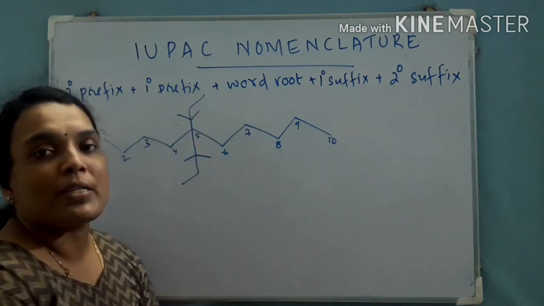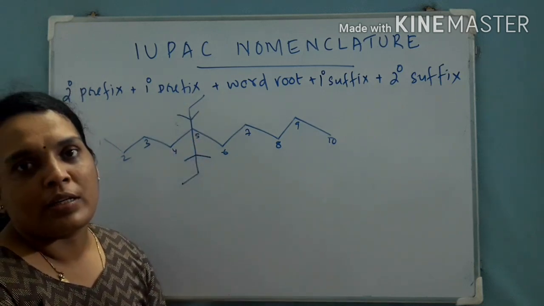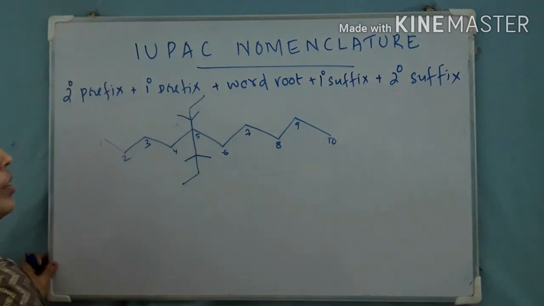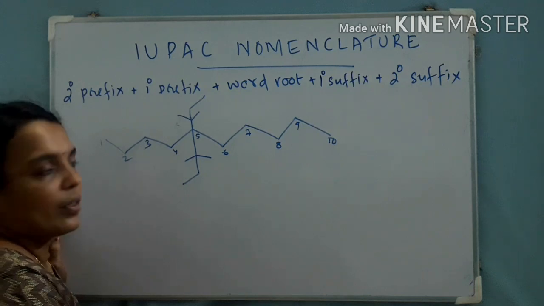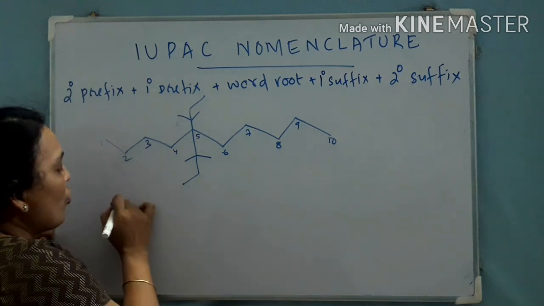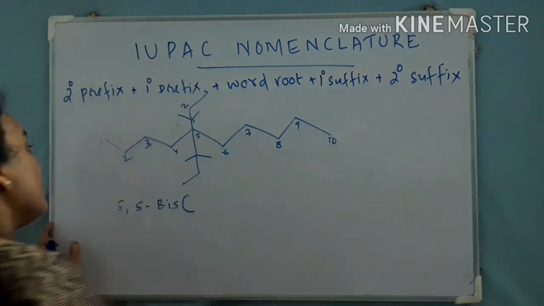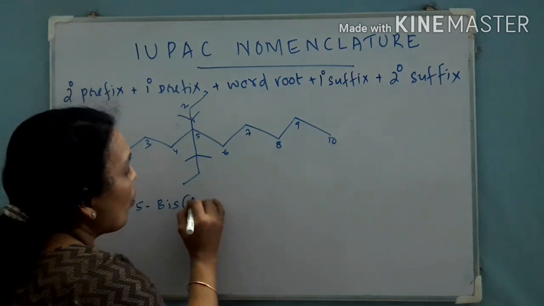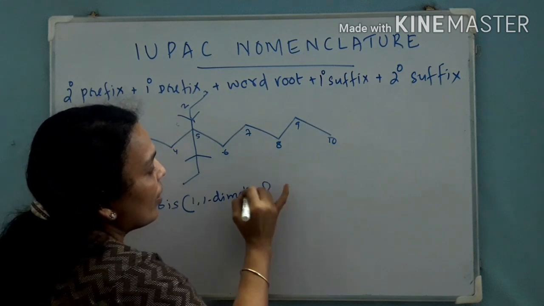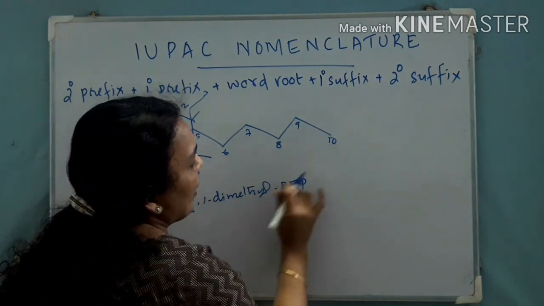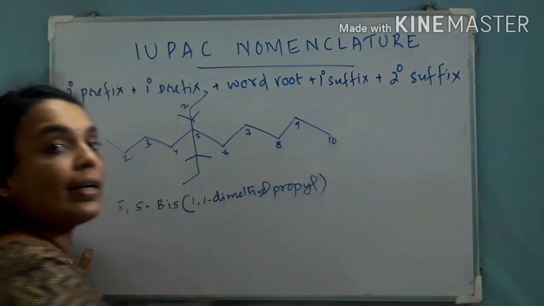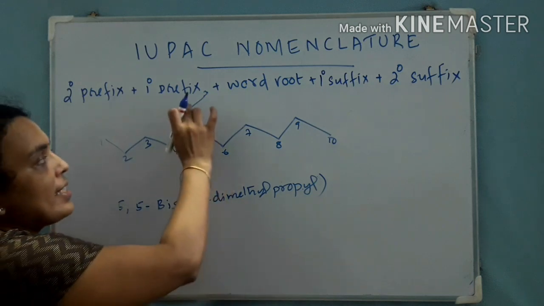It is the same substituent present twice, but it is a complex substituent. Two substituents are there, so we can call it bis. So the name becomes, on the 5th carbon, two substituents are there. So 5, 5. And the substituent name becomes 1, 1 dimethyl propyl. That is the substituent.